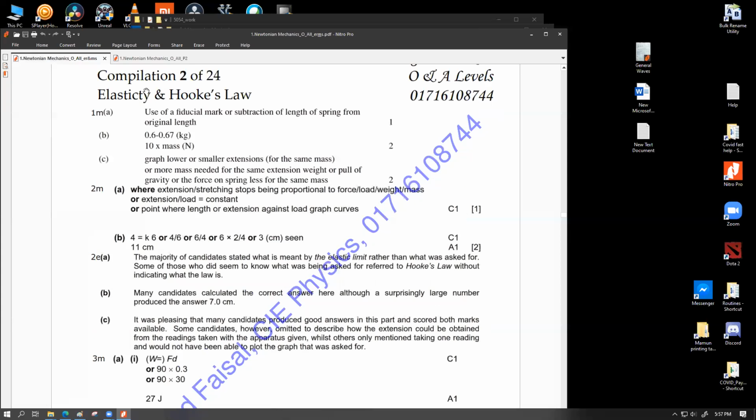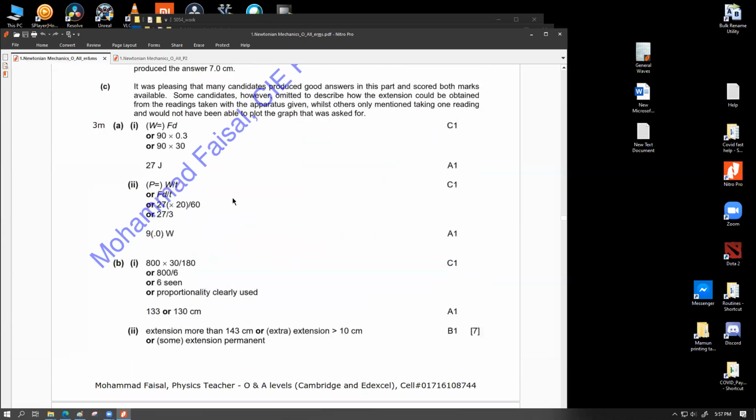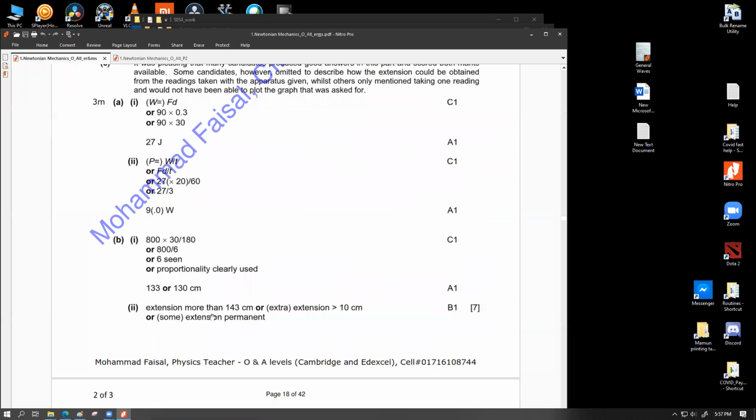So let's have a look at the mark scheme, what they are expecting out of us. Number 3, B2: extension more than 143 centimeter, or extra extension is greater than 10 centimeter. I talked about this point. Or some extension becomes permanent. I also talked about this point. So any of these three expressions works out.